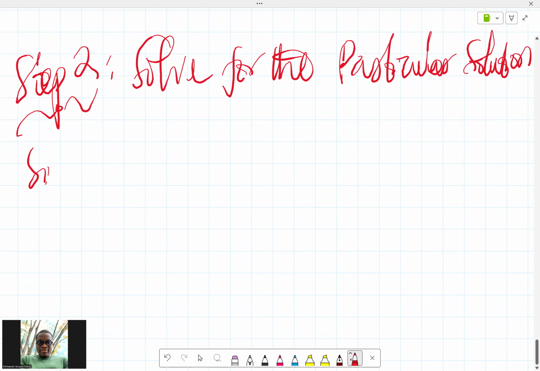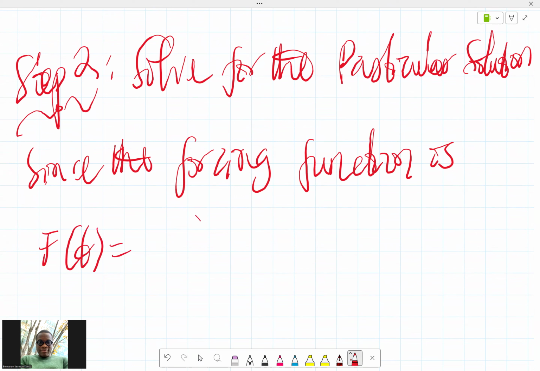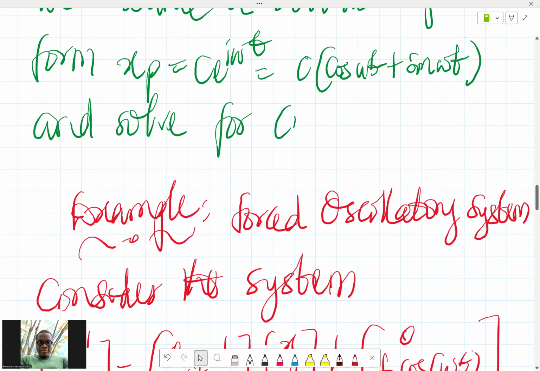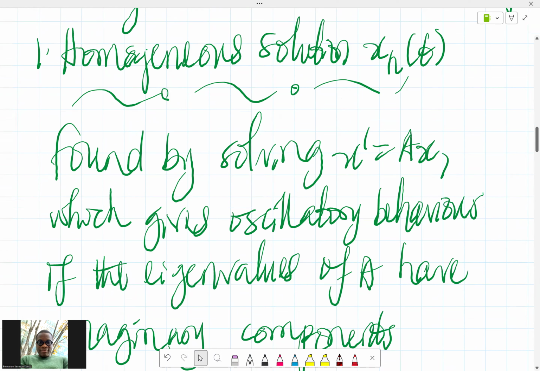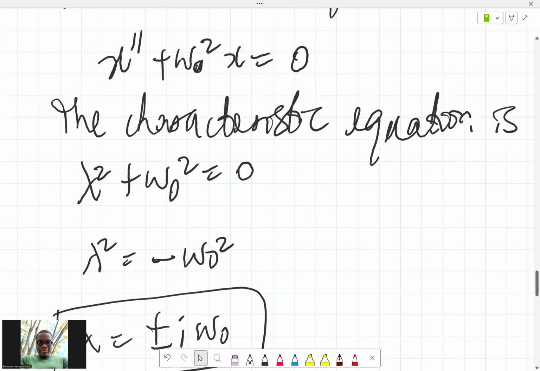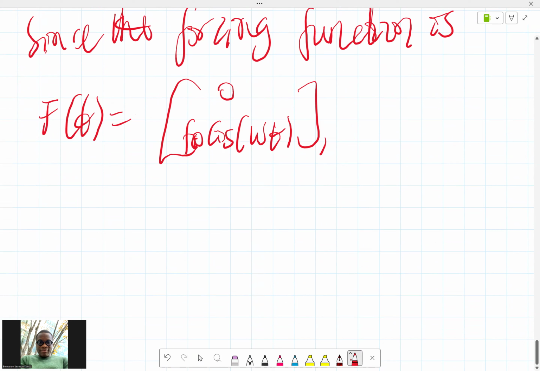Since the forcing function is f of t, which is 0, f naught cos omega t. Is it omega t? I think it's omega t, not omega naught t. Yes, omega t, not omega naught. That's understandable, right?